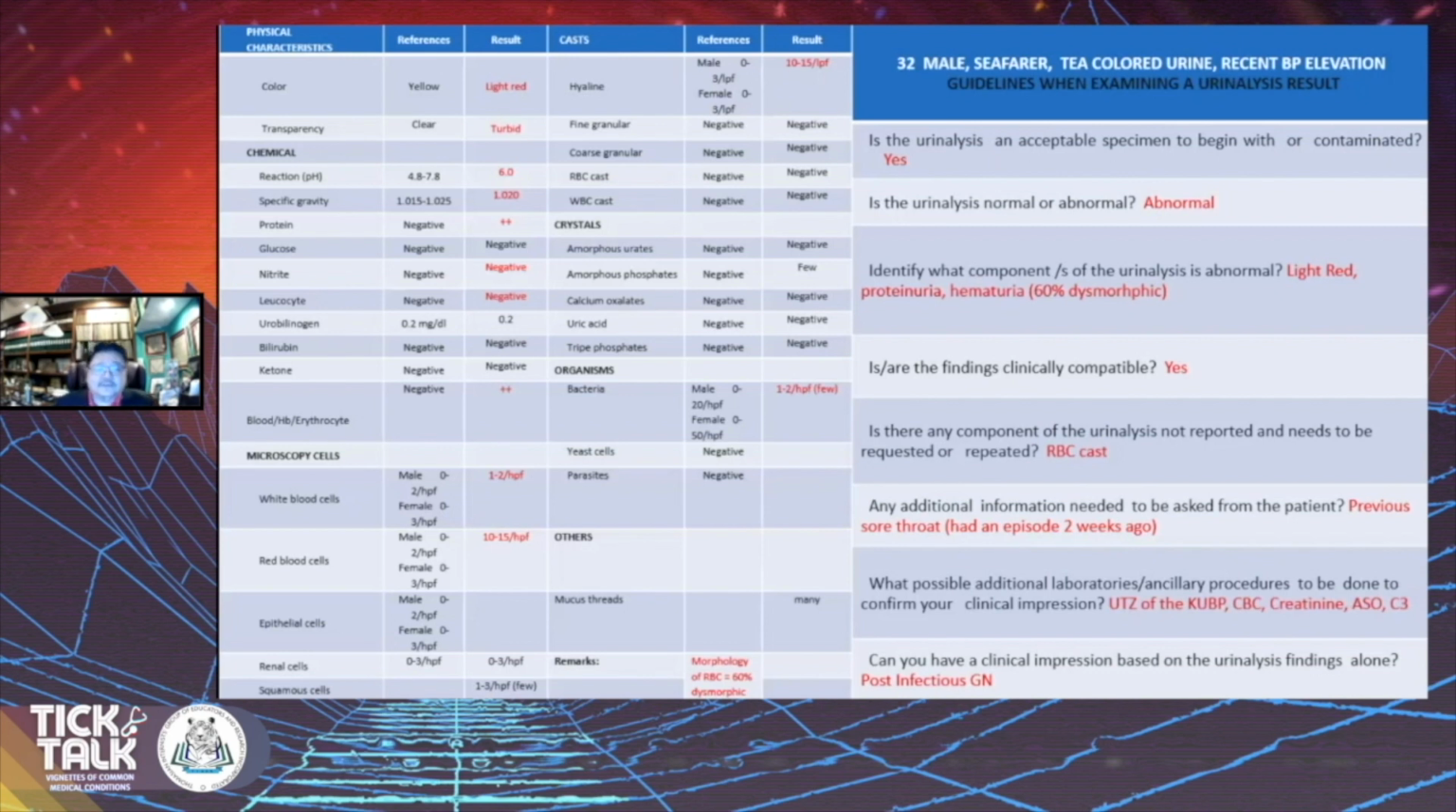Clinical findings compatible, yes. Any component of the urinalysis not reported? You see here, there's no report of the RBC cast, which we should look into because of the history of headache, elevated blood pressure, high normal creatinine. Any additional lab? By history, when we asked the seafarer, there was a history of sore throat two weeks ago. Knowing that history, what possible laboratories will you do? Ultrasound of the kidney, ureter, bladder, CBC, creatinine, ASO, and C3. Okay, and maybe ANA, maybe do.